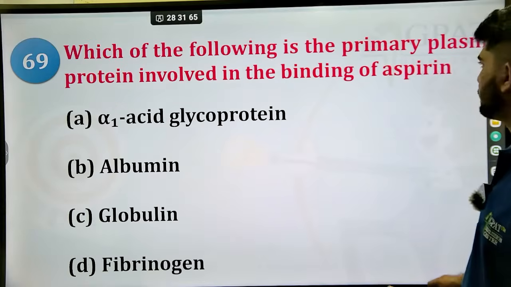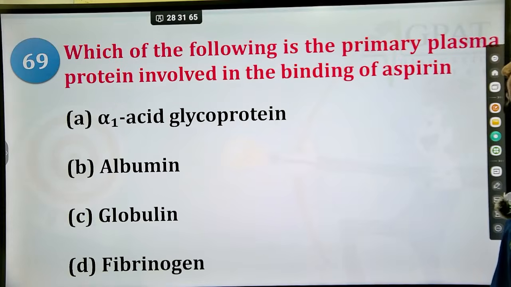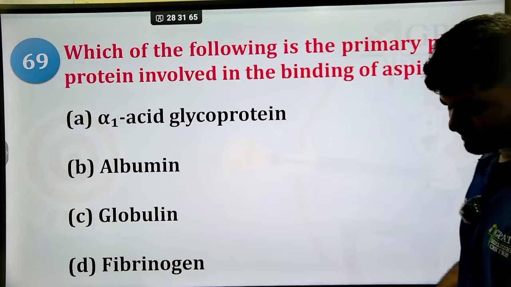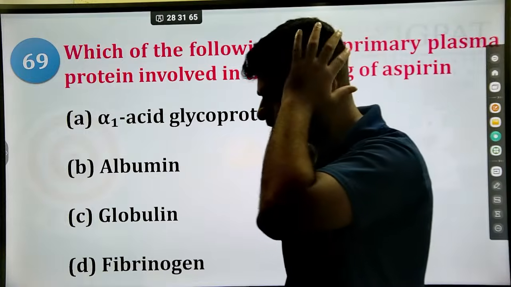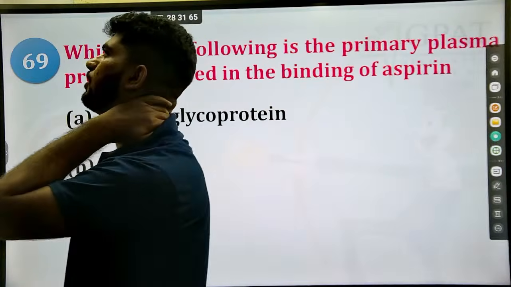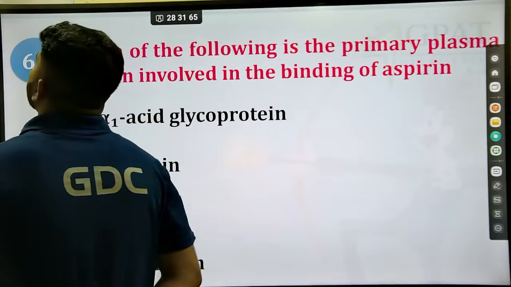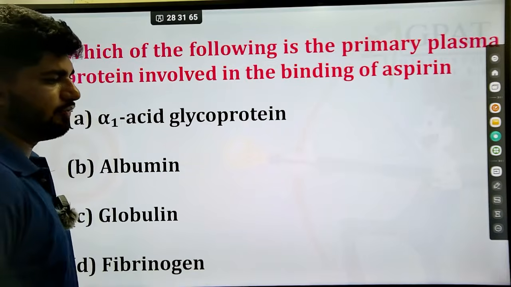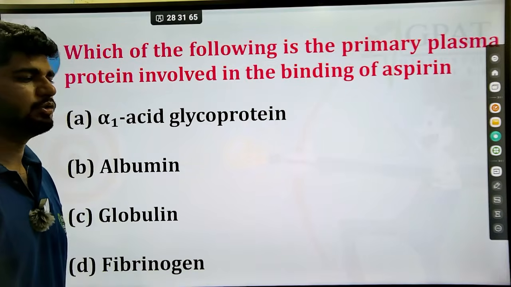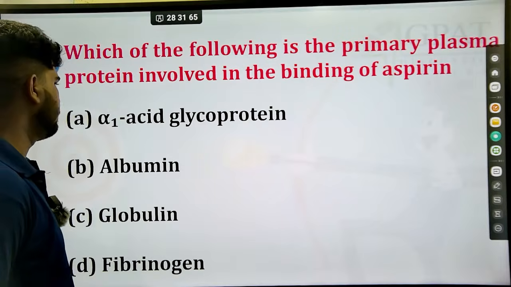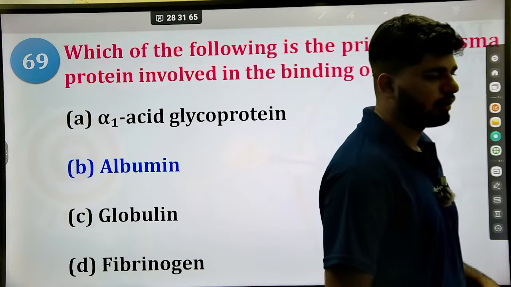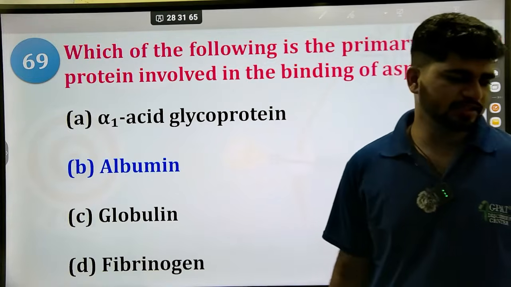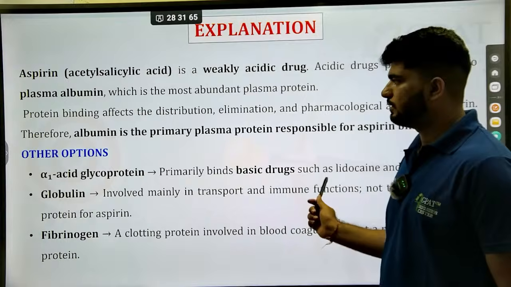Okay. Now, which of the following is the primary plasma protein involved in the binding of aspirin? Aspirin is a weakly acidic drug. And which plasma protein is going to bind with that one? Obviously, it would be your albumin only, right? If I talk about basic ones, then alpha-1 acid glycoprotein, right?